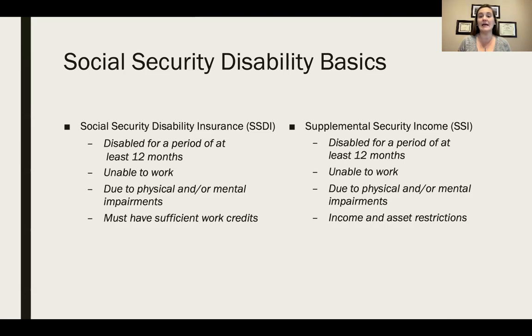SSI, on the other hand, does not have a work history requirement, but it does have income and asset restrictions. With SSI, as I said, there are income restrictions, and we don't talk about those on the webinar because those vary depending on household size. Asset restrictions are pretty black and white. You cannot have more than $2,000 in assets if you are single, and more than $3,000 in assets if you are married, and still qualify for SSI benefits.